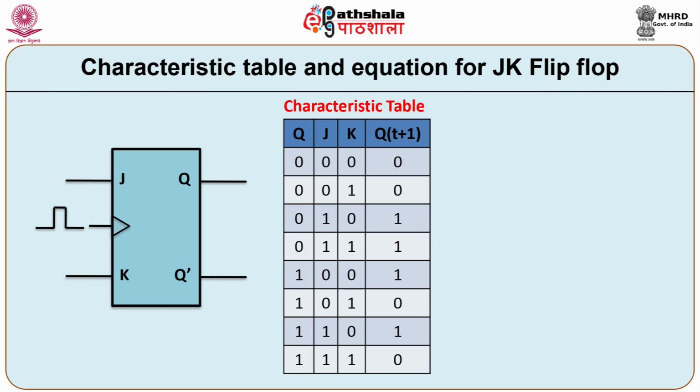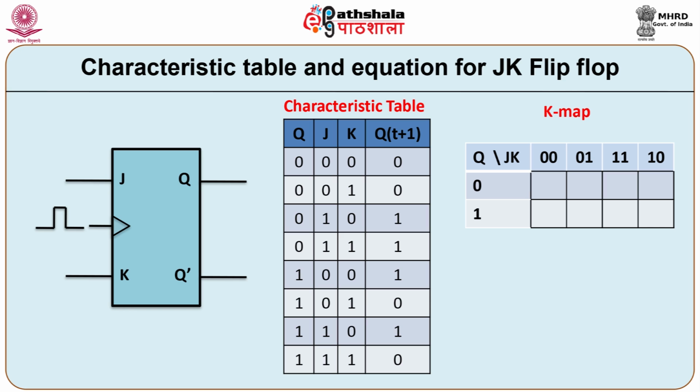The characteristics table for the JK flip flop is prepared by writing the present state and JK inputs in the initial columns and the next state in the last column. The characteristics table for the JK flip flop is similar to the SR flip flop except for the unknown condition. When both J and K are equal to 1, the next state is equal to the complement of the present state, that is, Q(t+1) is equal to Q bar.